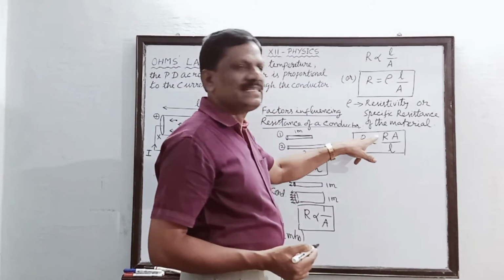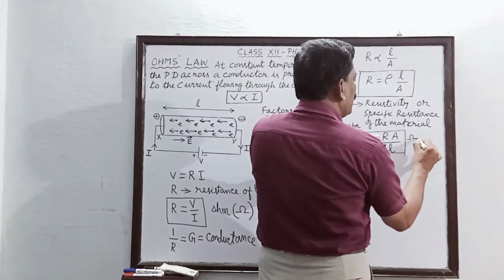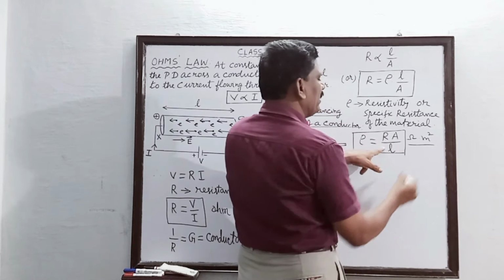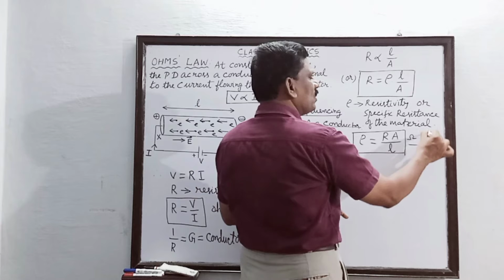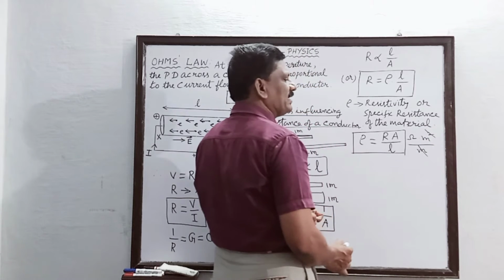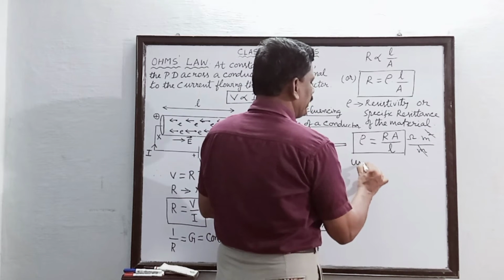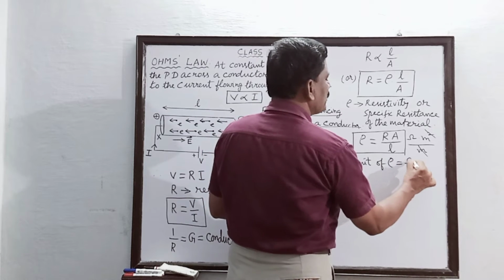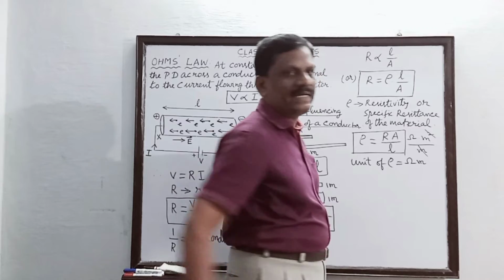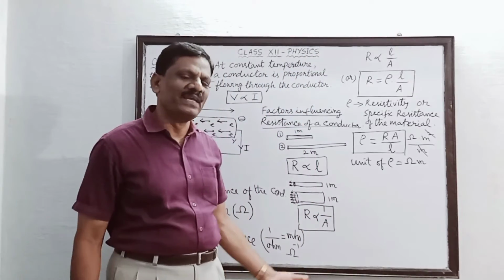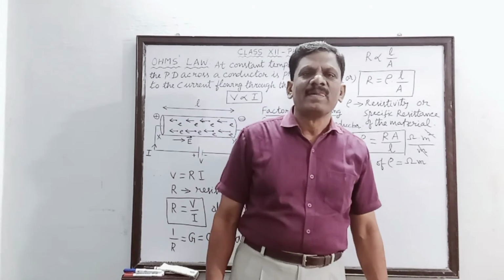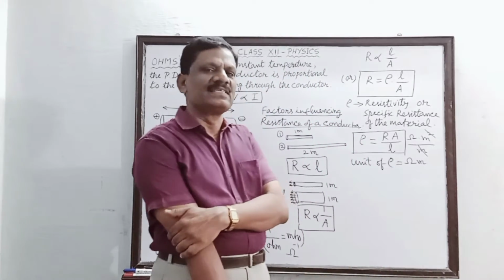The unit of resistance R is ohm, and the unit of area is meter square, divided by the unit of length, which is meter. So this square and this term get cancelled. What is remaining? So what is the unit of rho? Unit of rho is ohm into meter. Ohm into meter is the unit of what? Specific resistance or resistivity. Understand?